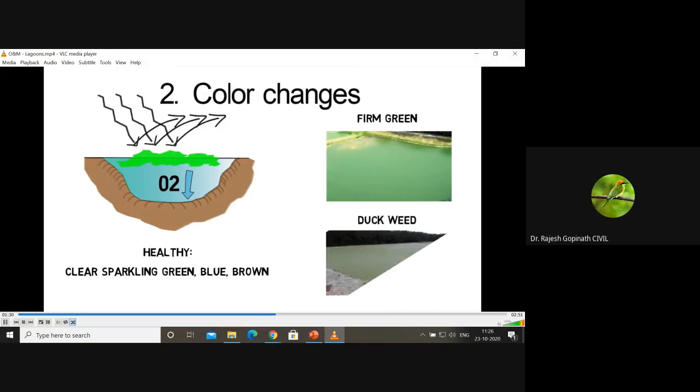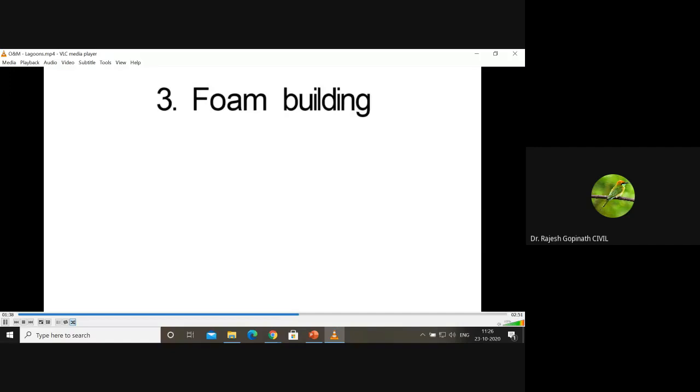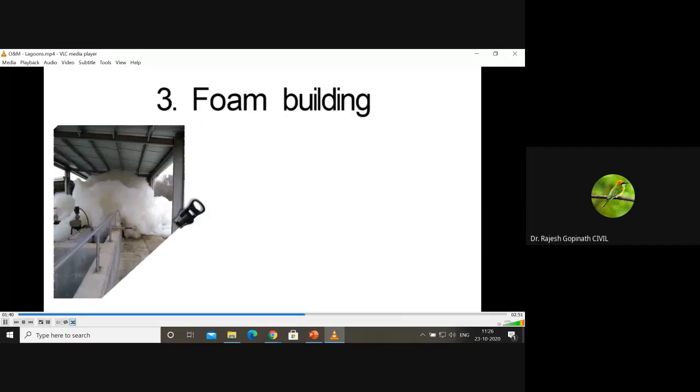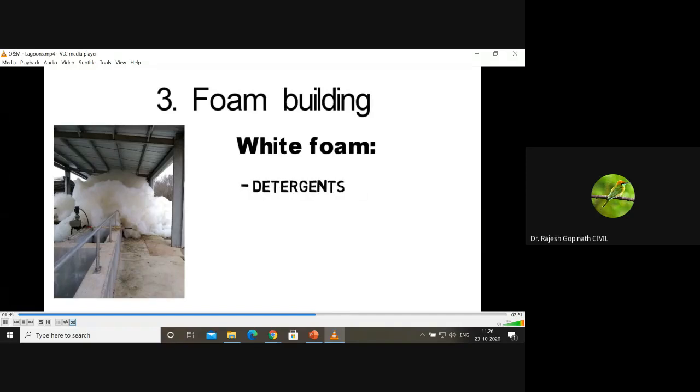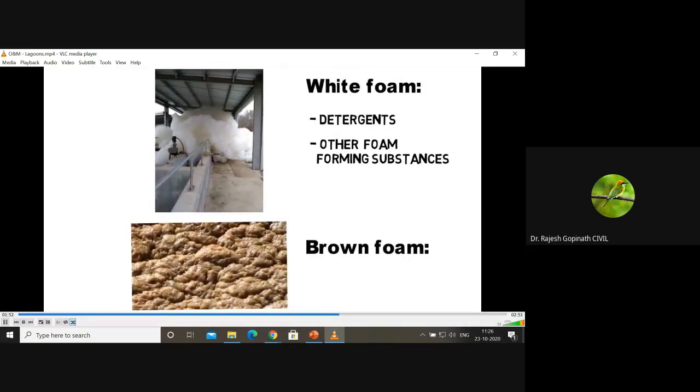In summer times, the lagoon might also have a green leafy covering of duckweed. Duckweed has the same effect as excessive algae growth. Foam building. White odorless foams on the surface of the lagoon are normally an indication for detergents or other foam-forming materials in the influent. On the other hand, brown dark foam is often a consequence of a wrong F/M ratio.